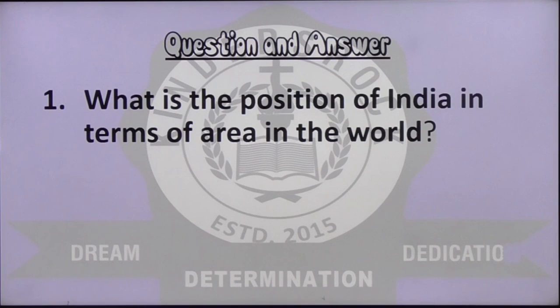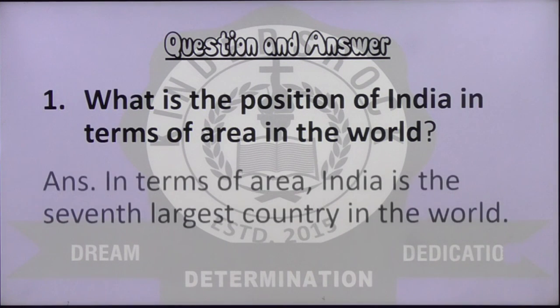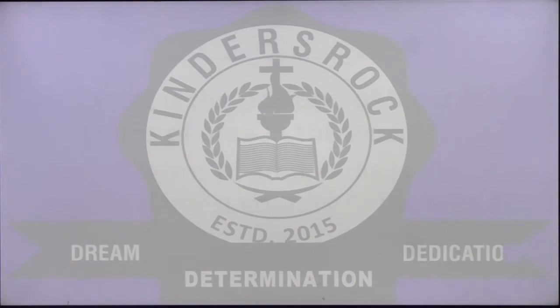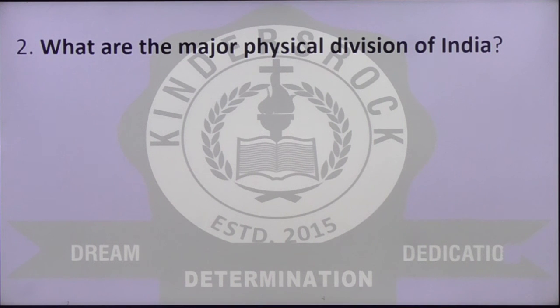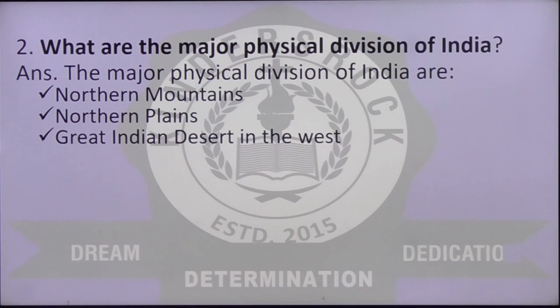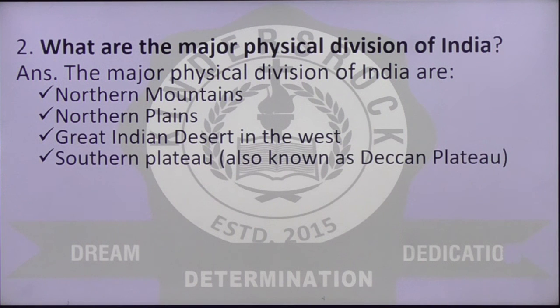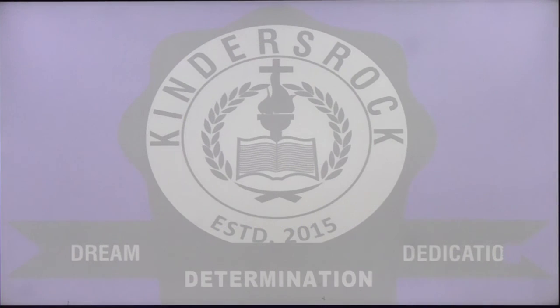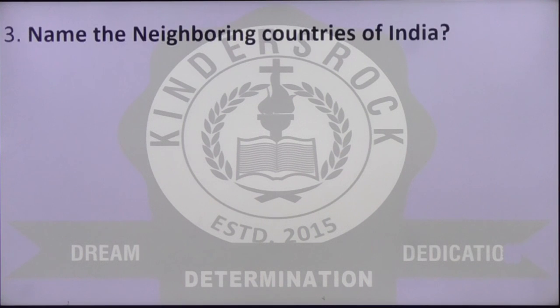What is the position of India in terms of area in the world? In terms of area, India is the 7th largest country in the world. Remember that. In terms of area, India is the 7th largest country in the world. What are the major physical divisions of India? The major physical divisions of India are first the northern mountain, the northern plains, Great Indian Desert in the west, southern plateau also known as Deccan Plateau, the coastal plains, and two main island groups, namely Andaman Nicobar Islands and Lakshadweep Islands.